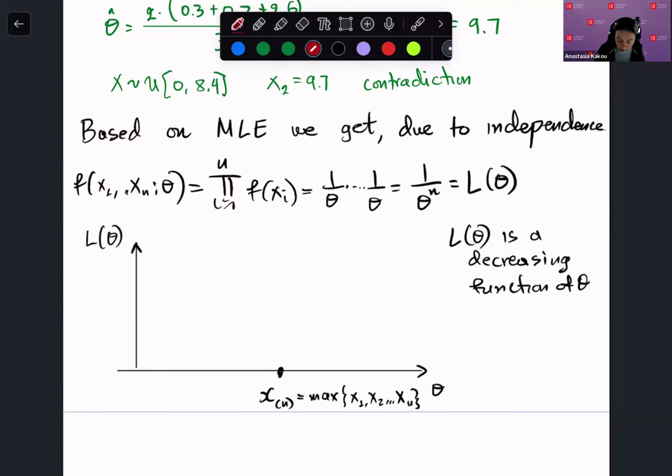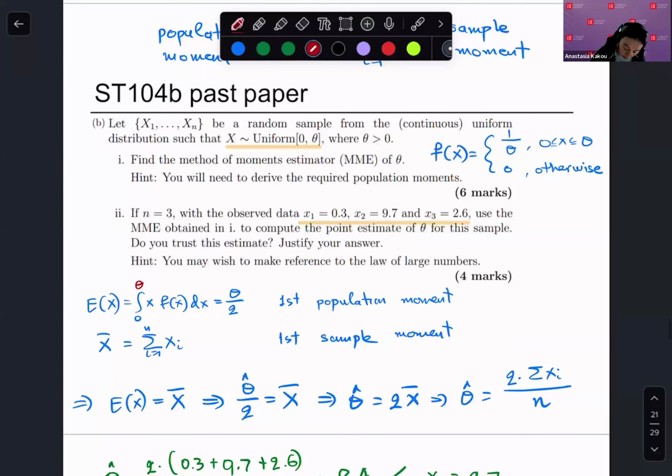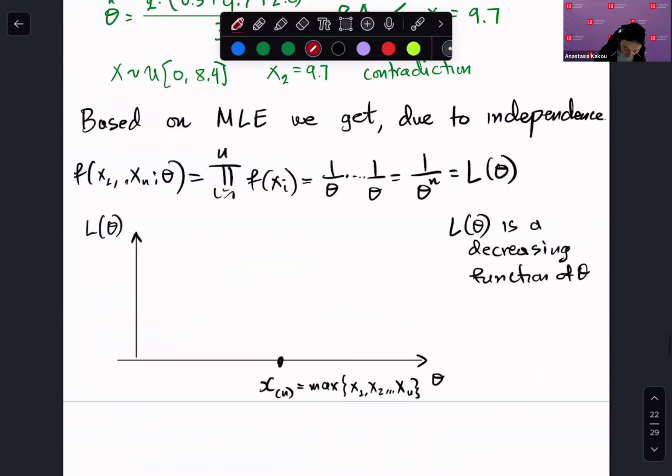Because if it is smaller, then by definition, what's the definition here? That PDF will be 0. So if you have an observation which is bigger than theta, which is equivalent to saying theta is smaller than that observation, the PDF will give you 0, which means that you have that 0, 0, 0 kind of case. So if theta is less than any of the observations, then that likelihood function is equal to 0.